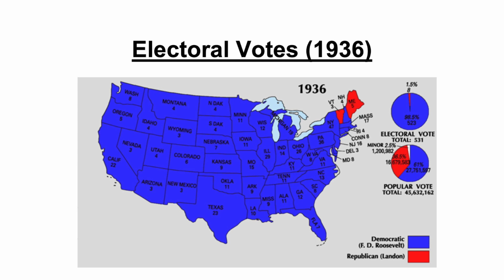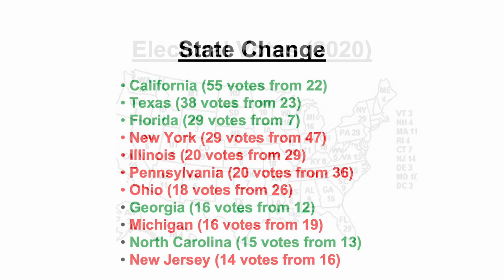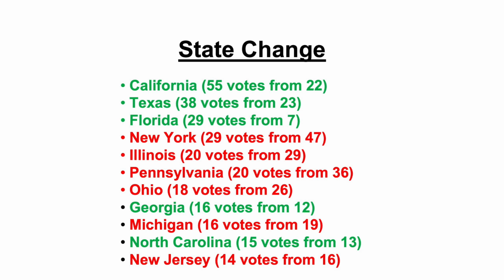And just to give you an idea, this is kind of what it looks like today. And the key things to look at here are what has changed. California went from 22 up to 55. Texas went from 23 to 38. Florida, which is amazing, from 7 to 29. And these ones that are in red are all the ones that went down, like New York, Illinois, Pennsylvania, Ohio. They're all less than they were in 1936. So you can see these are kind of the key states that matter.